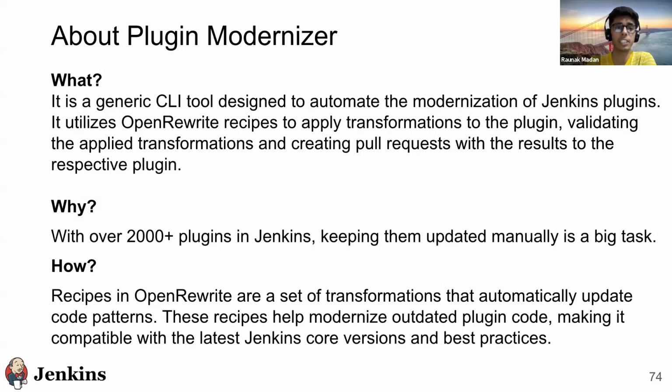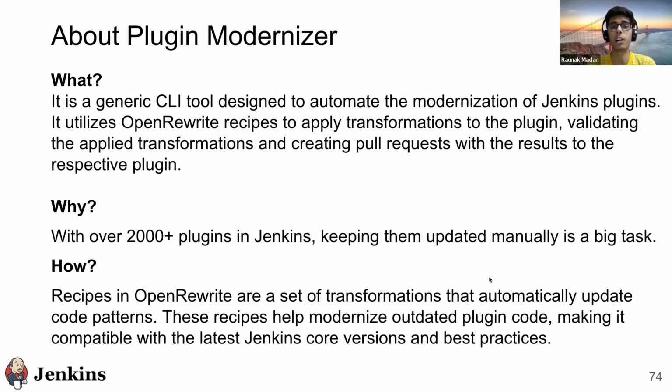It's a generic CLI tool that automates the modernization of Jenkins plugins. It applies code refactorings and transformations to a plugin so that we don't have to do it manually. And after applying the transformation, it validates the changes and creates pull requests to the respective plugin repository. So why do we need it? With over 2000 Jenkins plugins, it's quite a big ecosystem, and keeping them updated manually is quite a big task. So it makes life easier for our maintainers.